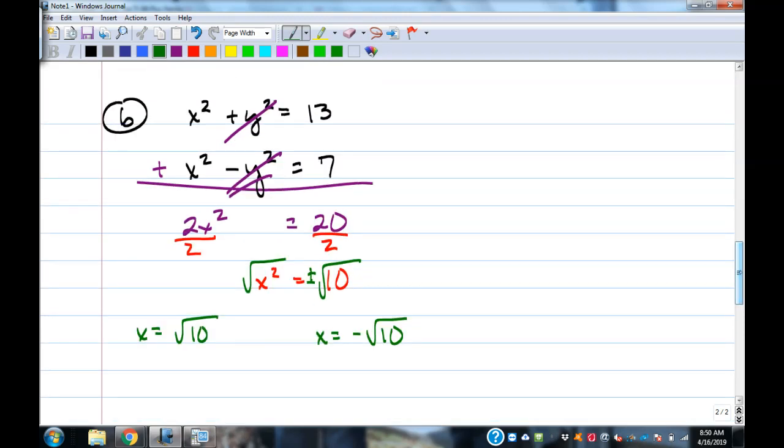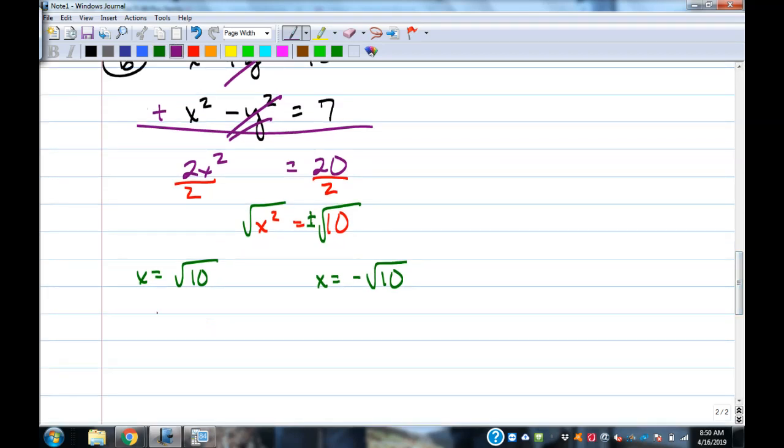How do we get the y values that go with that? Plug them into one of the equations. I'm going to go to the first one. It technically does not matter which one. I'm going to go to the first one because it's only got positive signs in it. So that makes it seem easier, because I don't have to deal with putting in an extra negative. So I'm going to plug in the square root of 10 for x.